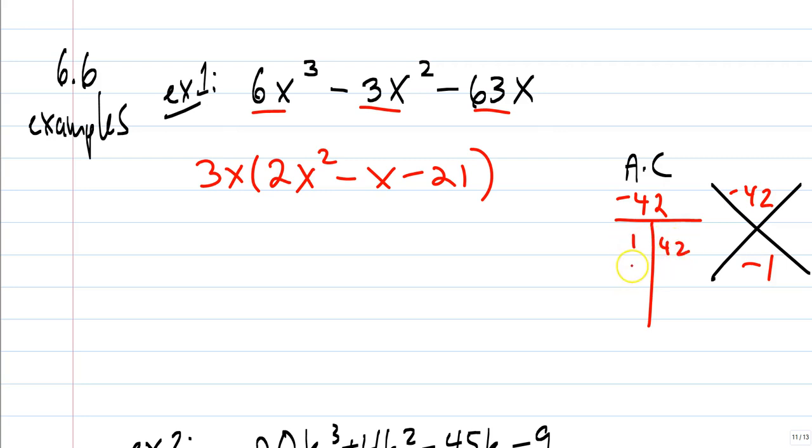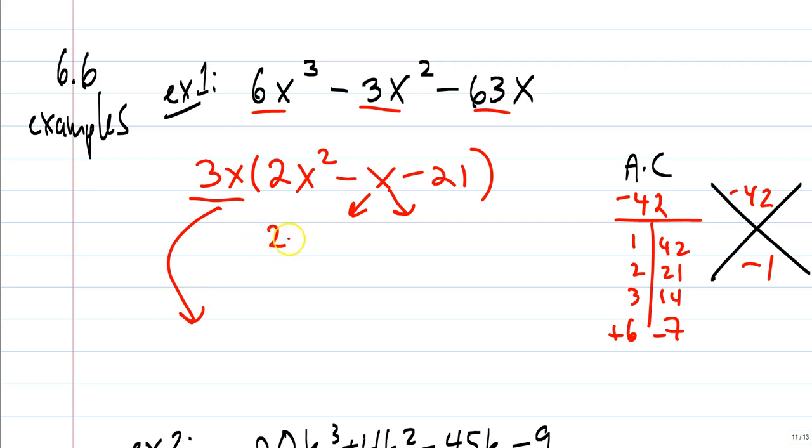1 and 42 won't. 2 and 21 won't. 3 and 14 won't. 4 doesn't go in. 5 doesn't go in, but 6 and 7. 6 and 7 if it's a positive 6 and a negative 7. Split it. Be careful here because this 3x, a lot of people will lose it. So I would just draw an arrow to remember to bring it down at the end.